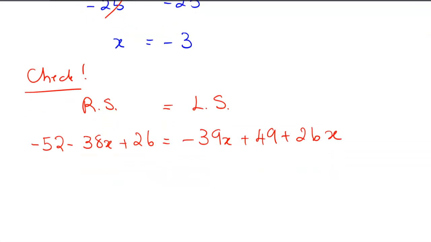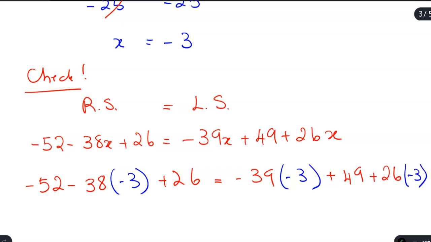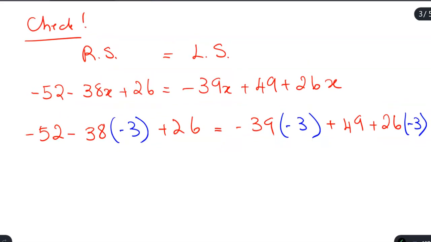And what I'm going to do is I will replace the x with negative 3 into this. Okay, so that's how we have to check. So I will write this as negative 3, and then I will write it as plus 49 and plus 26, and then I will do negative 3. Okay, so let's see what we get.